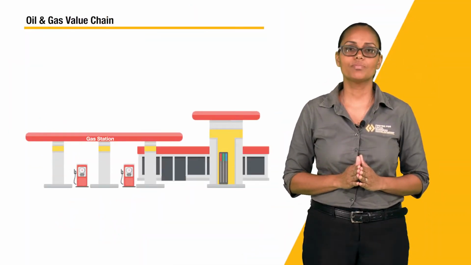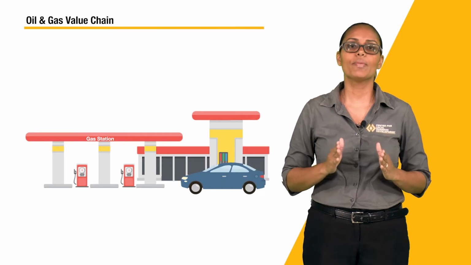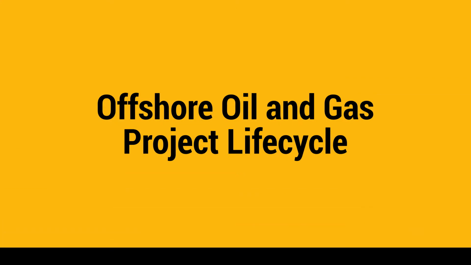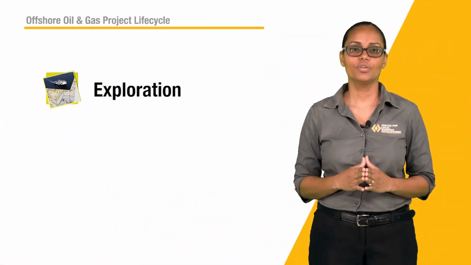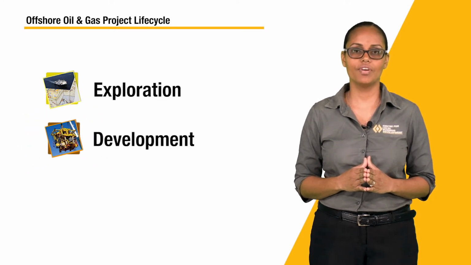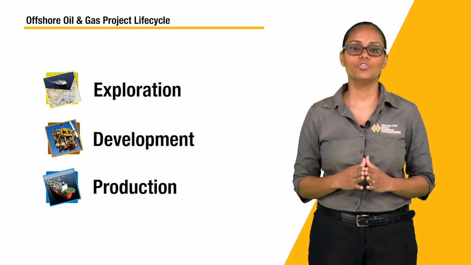The offshore oil and gas activities in Guyana are in the upstream segment. However, the downstream segment has been evident in Guyana for many years through the business activities of retailers. This course is focused on the upstream segment of the value chain. An upstream offshore project life cycle involves three main phases: exploration, which can range anywhere from 5 to 10 years, development ranging from 1 to 5 years, and production 15 to 30 years.